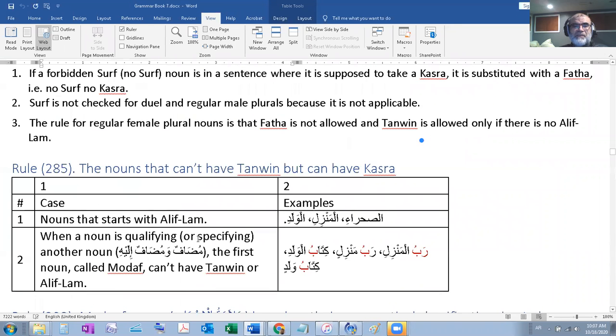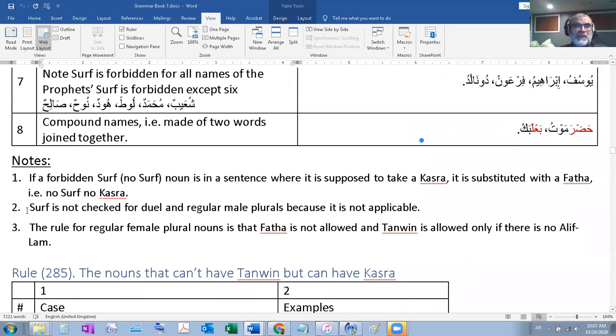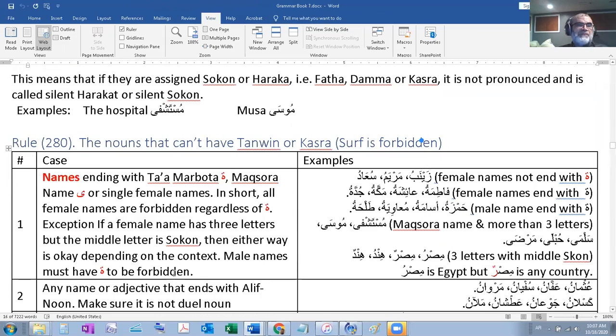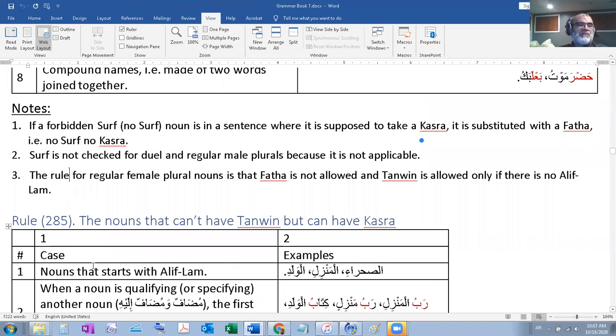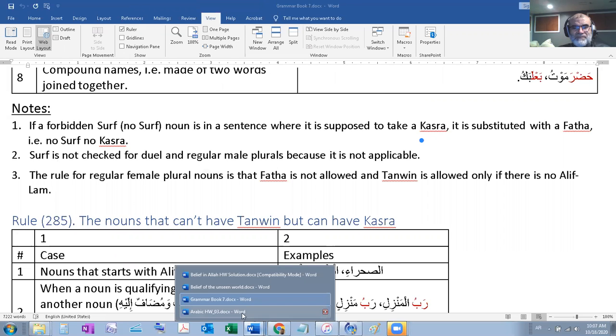That says sarf is not checked for dual and regular because it's not applicable, which is rule 280, note number 2. Rule 280, note number 2. Okay?